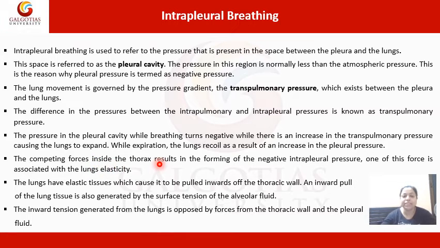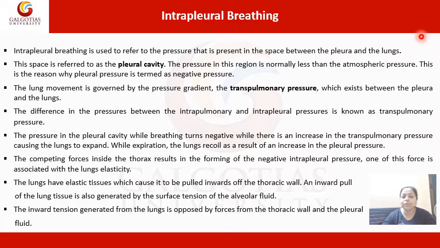Now the competing forces inside the thorax result in the formation of a negative pleural pressure. One of these forces is associated with the lung elasticity. The lungs have elastic tissues which cause them to be pulled inward of the thoracic wall. An inward pull of the lung tissue is also generated by the surface tension of the alveolar fluid. The inward tension generated from the lungs is opposed by forces from the thoracic wall and the pleural membrane. So what we see is that apart from the normal inspiration, inhalation, expiration or exhalation, we also have intrapleural breathing or transpulmonary pressure.